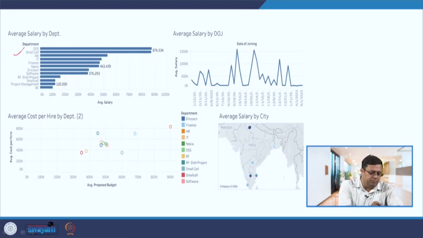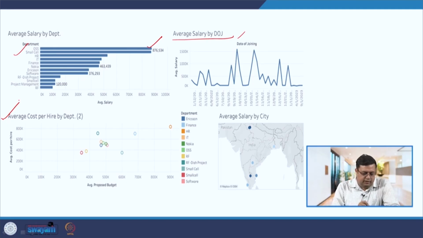Here various department names are there, and the average salary is also mentioned, like average salary by date of joining. So, when somebody joined, what was the average salary of all employees joining on a particular date. Whoever X number of employees are joining, what is the average salary of those. Average cost per hire by the department, right. Here you can see average cost per hire by the department, right.